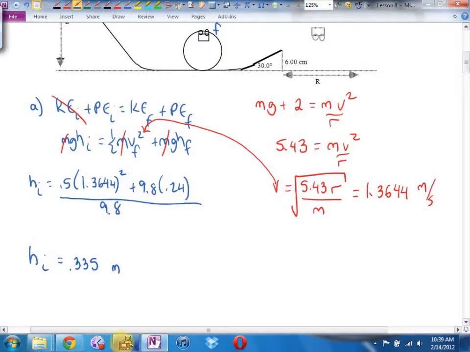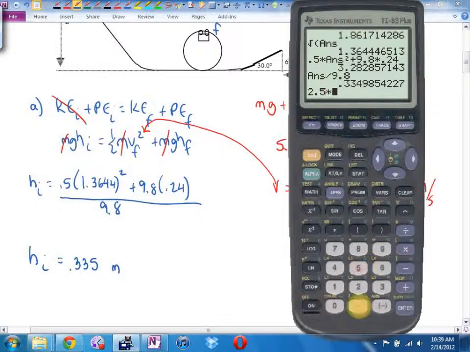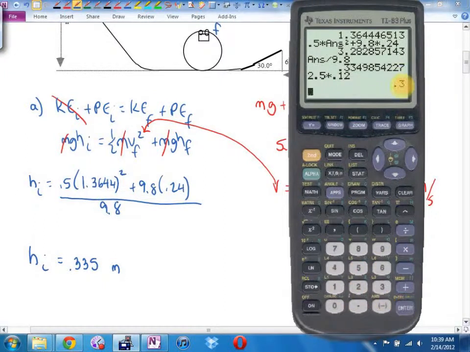And Connor, the minimum would have been 2.5 times the 12 centimeters. If you started 30 centimeters high, you would just barely make it over the track, ignoring friction. Here we had some extra force, which meant we had some extra kinetic energy, 2 newtons. We started a little bit higher. So that also jives with my observation. Is that okay? It would be 33.5 centimeters, but I changed it to meters. I didn't put a 24 there. I put a 0.24 there. Right? Yeah?